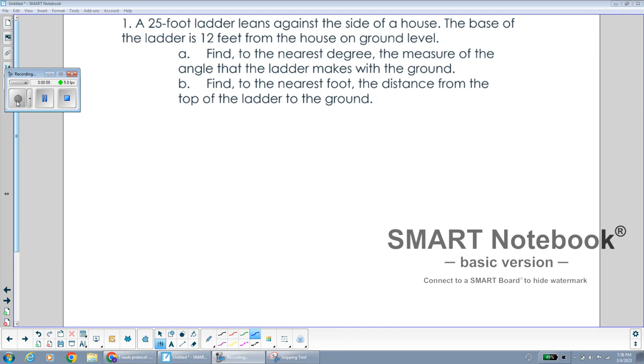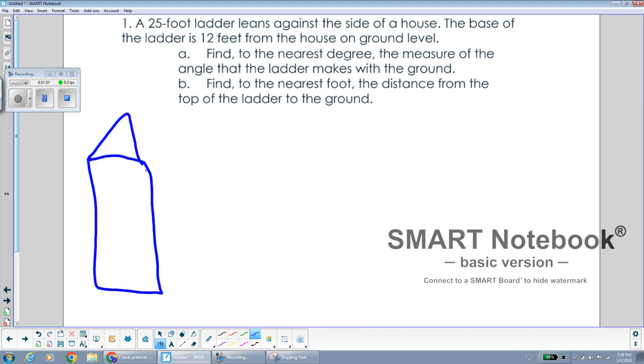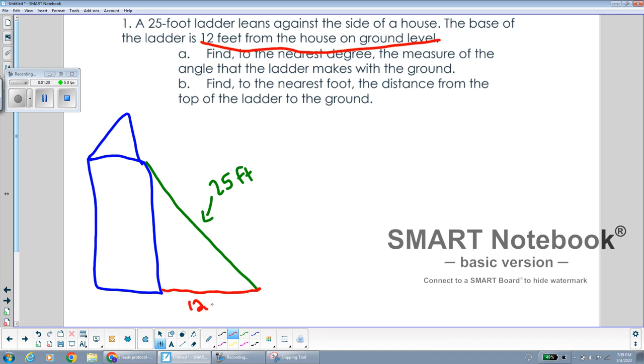Okay, so we're going to get started on this first one. So we have a 25-foot ladder that's leaning against the side of a house. So here is my house, and here is my 25-foot ladder, right over here leaning against the side of the house. The base of the ladder, that means the bottom of the ladder, is 12 feet from the house on ground level. Find to the nearest degree the measure of the angle that the ladder makes with the ground.